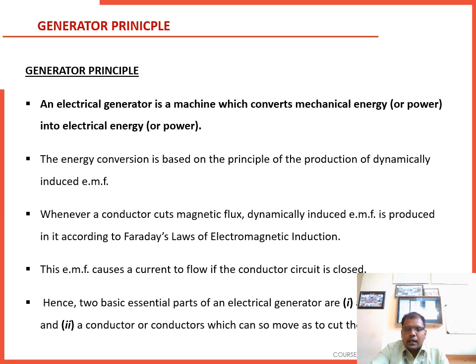Then coming to the generator principle, which we have already discussed. Whenever the conductor cuts the magnetic field, a dynamically induced EMF is produced in the generator. That EMF causes the current to flow in the conductor. That EMF is the electromotive force, and due to that force the current flows from one end to another end.